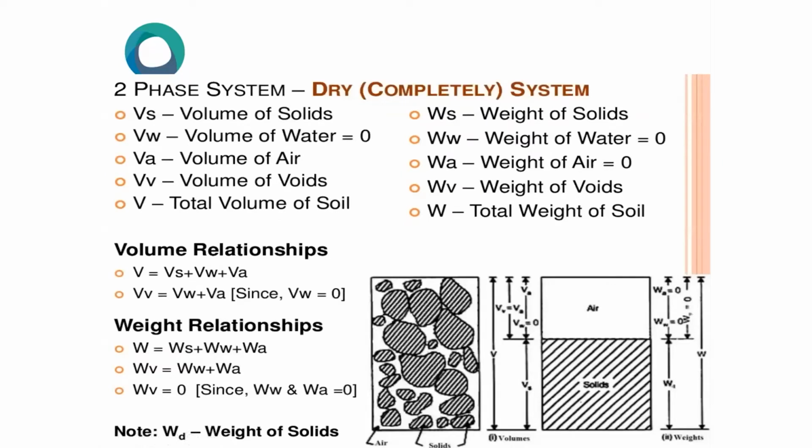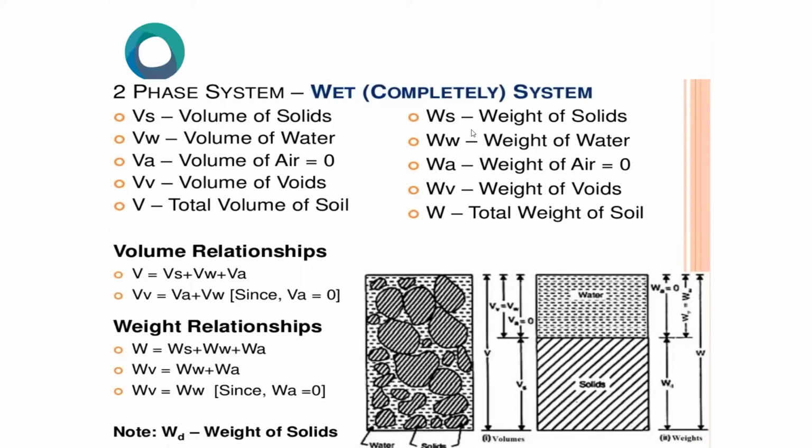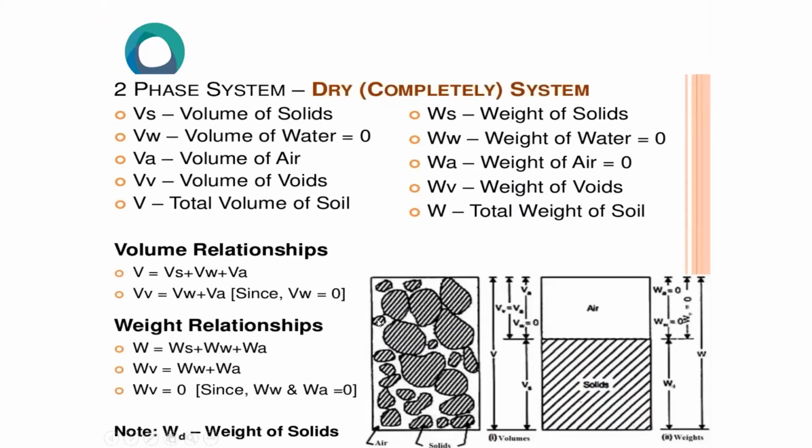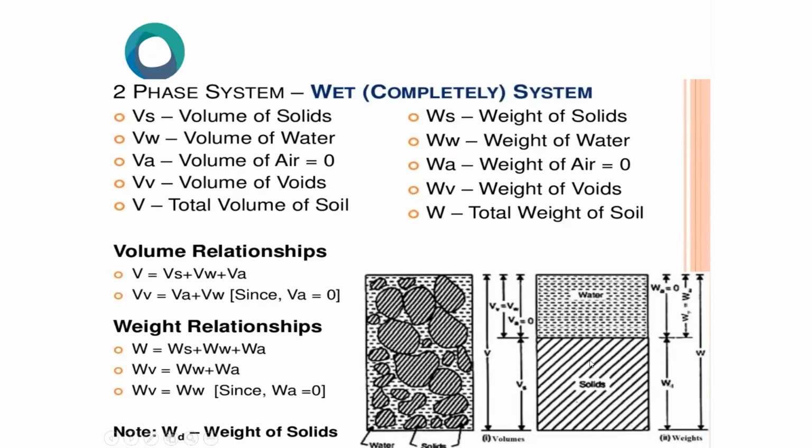And if it is in a dry condition, this is the two-phase diagram. If it is in a wet condition, see, now water is coming in. Previously, it was not there. It was completely filled with air. Air plus soil. Air, water plus soil. You are expressing in volume as well as weight.